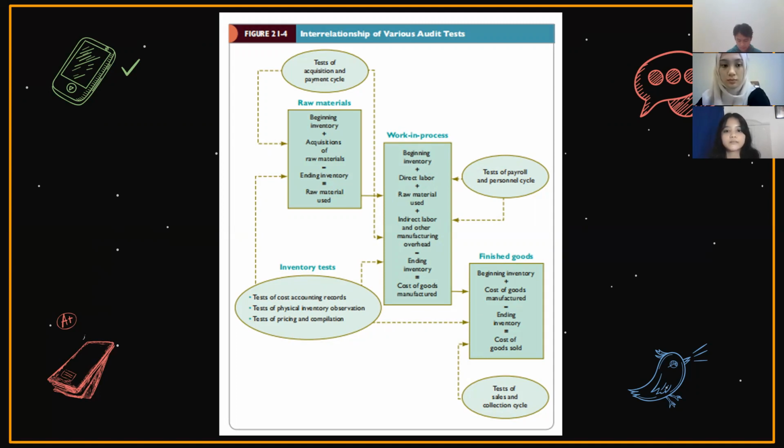Test of the payroll and personnel cycle, work in process. The formula is beginning inventory plus direct labor plus raw material used plus indirect labor and other manufacturing overhead minus ending inventory equals cost of goods manufactured. And for the test of the sales and collection cycle, for the formula of finished goods, beginning inventory plus cost of goods manufactured minus ending inventory equals cost of goods sold. Next.